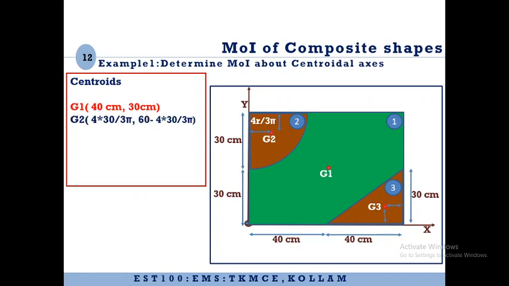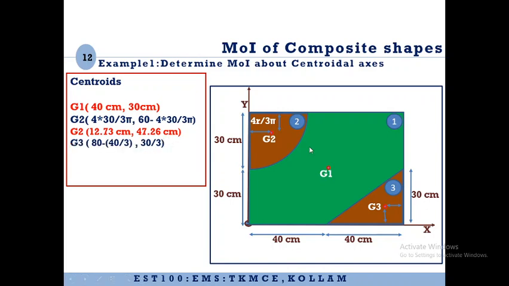Now to calculate G2, G2 will be the centroid of this quarter circle. As we know, the centroid of the quarter circle from its radius will be 4r by 3 pi. So now the x coordinate of G2, that means distance from the y axis, will be 4r by 3 pi itself. The y coordinate of G2, that means distance from the x axis, is going to be 60 minus 4r by 3 pi. So if we simplify it, we'll get 12.73 centimeter and 47.26 centimeter.